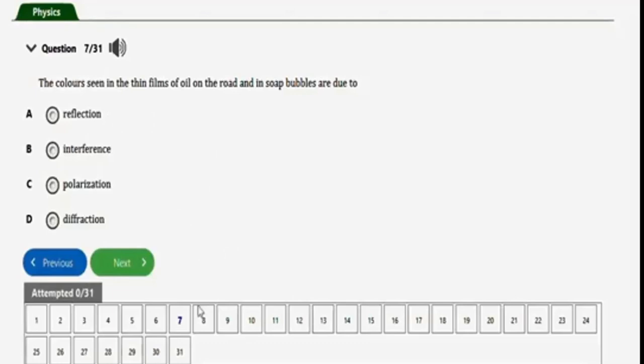Alright, so let's go to the next question, which is this one. It says, when light waves encounter a surface and bounce back in various directions, what is the phenomenon called? Alright, so the correct answer to this question is option D, which is reflection. Alright, so reflection is what the phenomenon is called. When light waves encounter a surface and bounce back in various directions, the phenomenon is known as reflection. Alright, so let's go to the next question, which is this one.